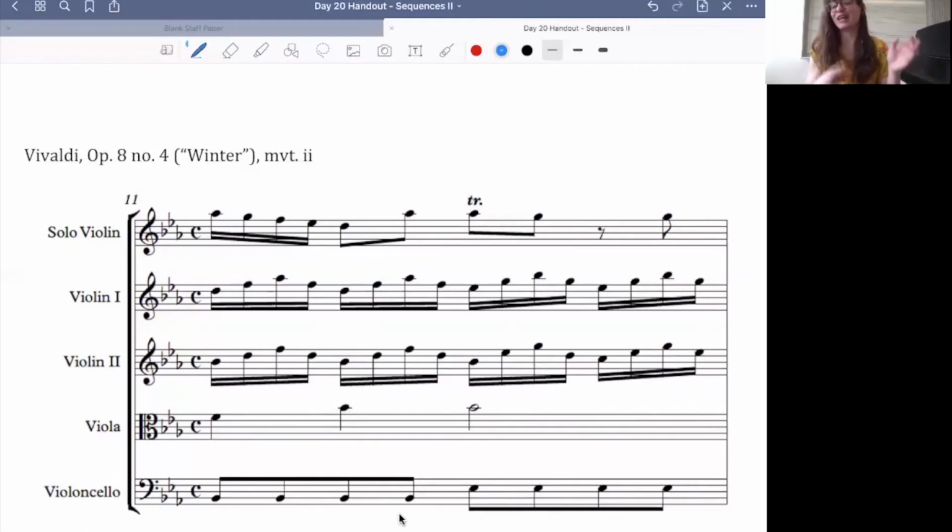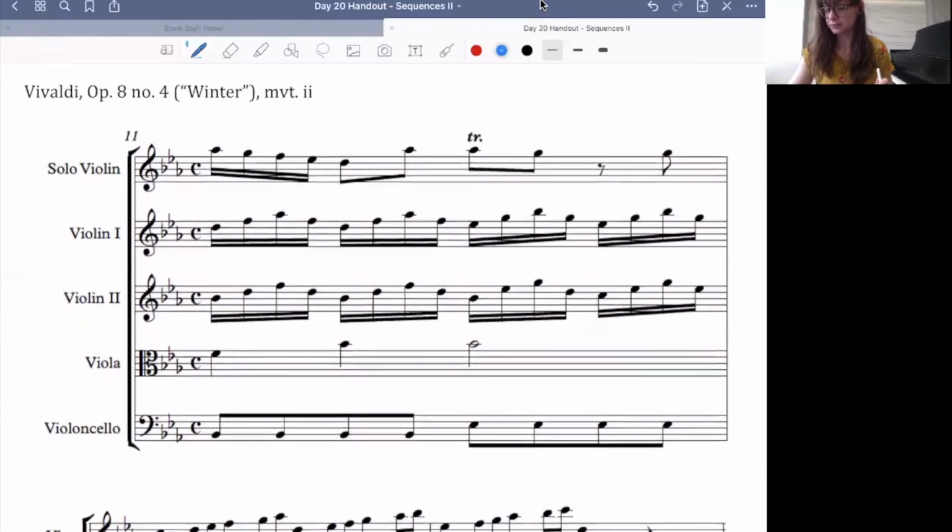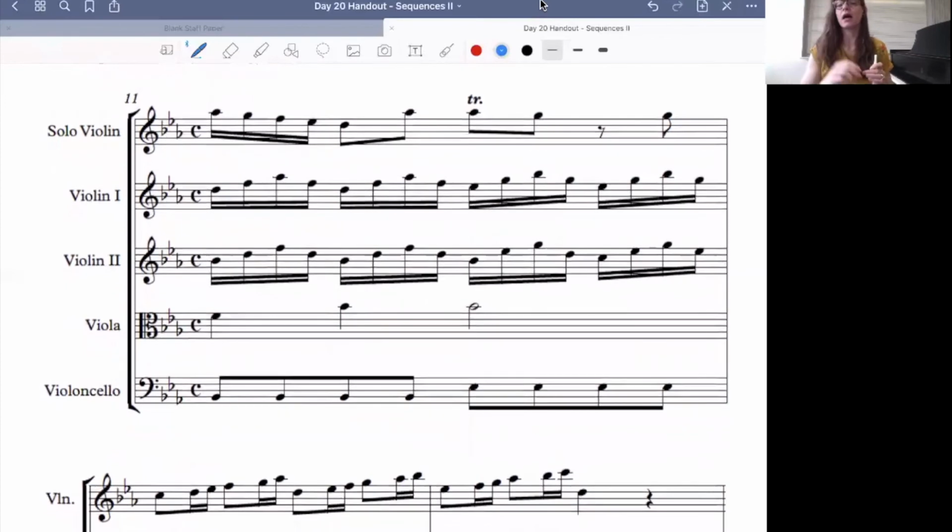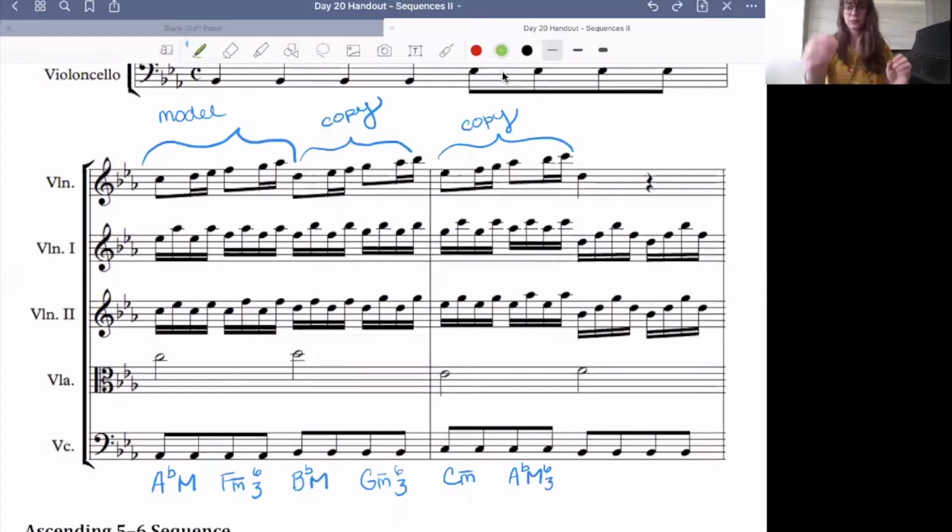Take me, rewind me, listen again while following the score. And now see if you can find the sequence when you've got your eyes on the score. And once you've done that, I would like you to take a second, bracket off the model and the copies, and give me root and quality of them. So model, copies, root and quality of everybody involved in your sequence. Pause me. And then when we come back, we will compare notes.